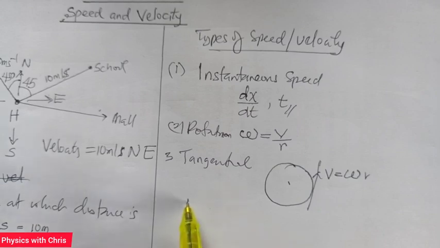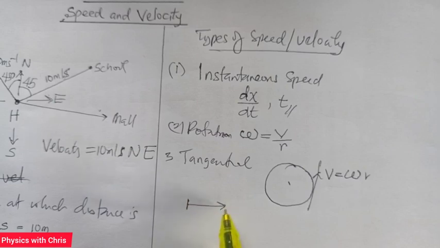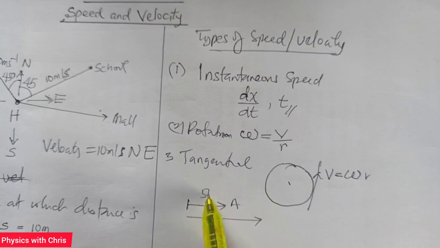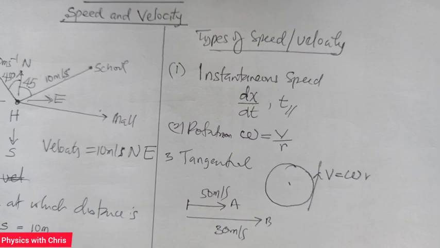Just like you have two bodies moving in the same direction, but body A is moving at a speed of 50 meters per second, for instance, and body B is moving at a speed of 30 meters per second. Now we can talk about the speed of A relative to that of B. By comparing the two speeds, we bring out their relative speed or velocity. So these are the different examples of speed.